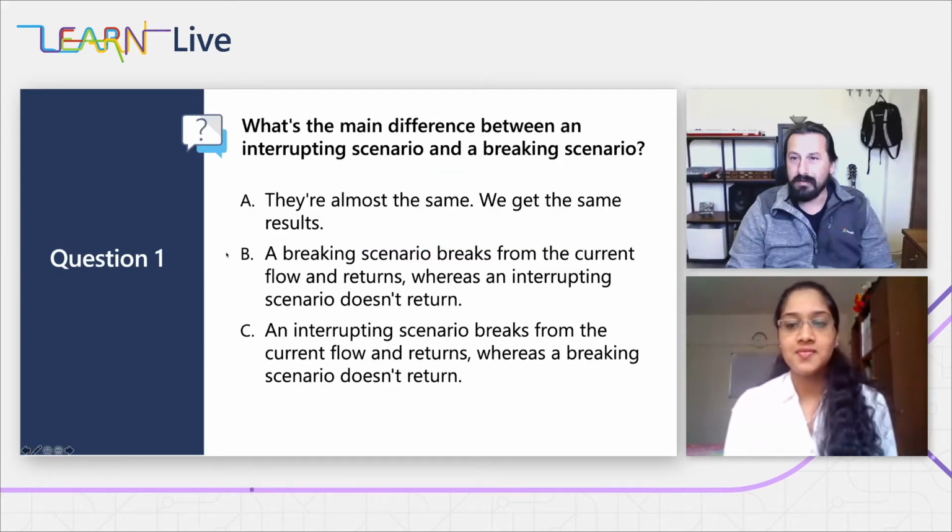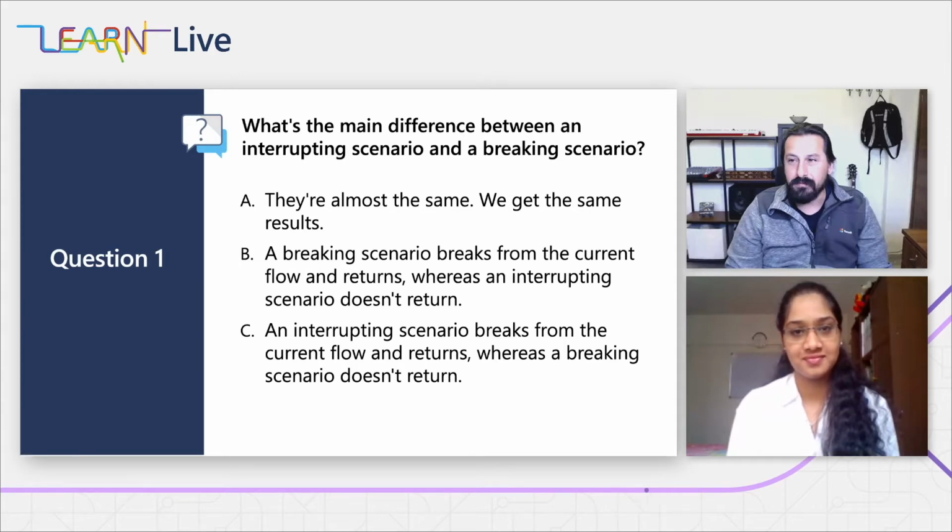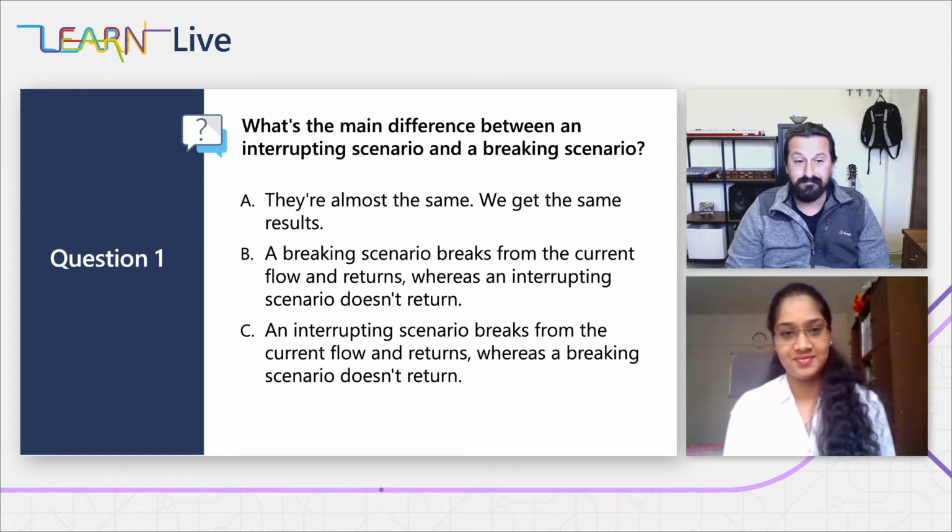Question number 1. What is the main difference between an interrupting scenario and a breaking scenario? Is it A, they're almost the same, we get the same results? Is it B, a breaking scenario breaks from the current flow and returns, whereas an interrupting scenario doesn't return? Or is it C, an interrupting scenario breaks from the current flow and returns, whereas a breaking scenario doesn't return? What do you think, Meghana?